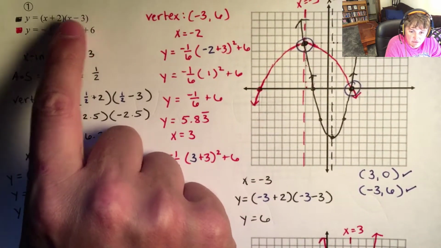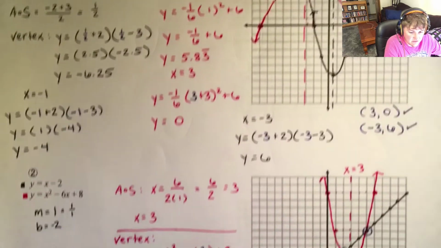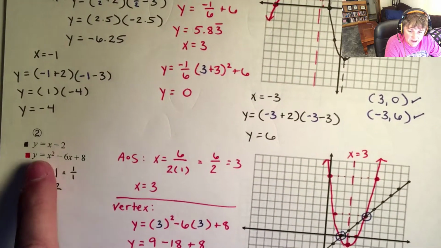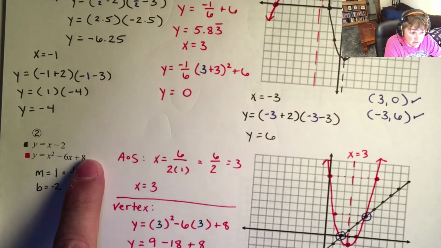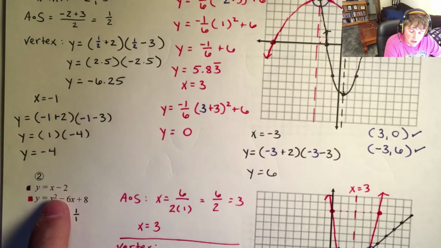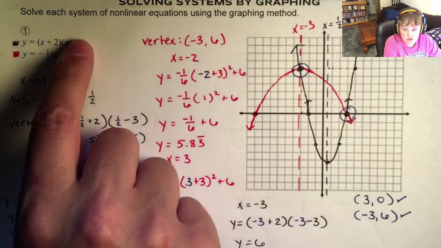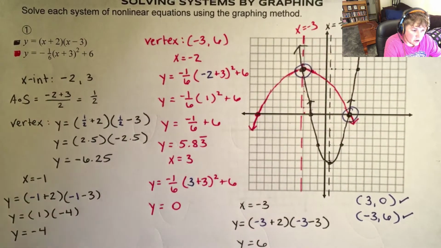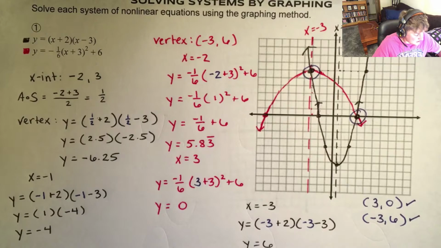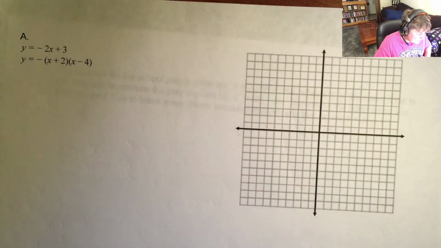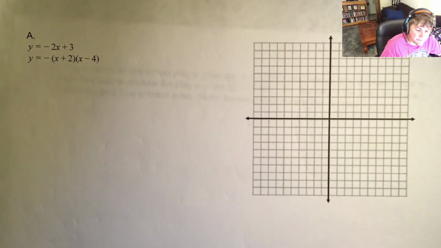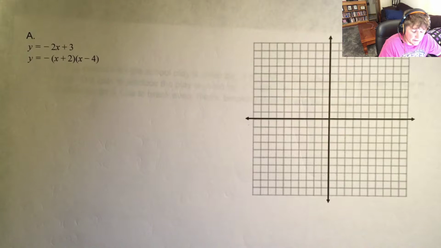Parabola in intercept form, parabola in vertex form, straight line, parabola in standard form. Okay, now the straight line and the standard form one won't always be together. The intercept and vertex form won't always be together. They'll be mixed and mashed together in a variety of ways. I'm going to ask that you are able to just look at the problem and know how it's going to be done.